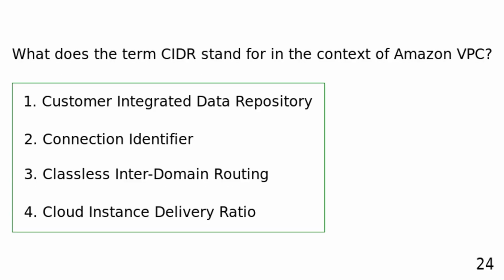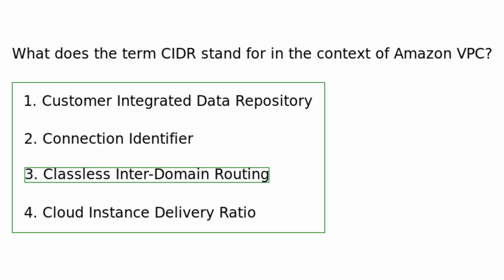What does the term CIDR stand for in the context of Amazon VPC? Customer Integrated Data Repository. Connection Identifier. Classless interdomain routing. Cloud Instance Delivery Ratio. CIDR is a method for allocating IP addresses and routing Internet Protocol packets.